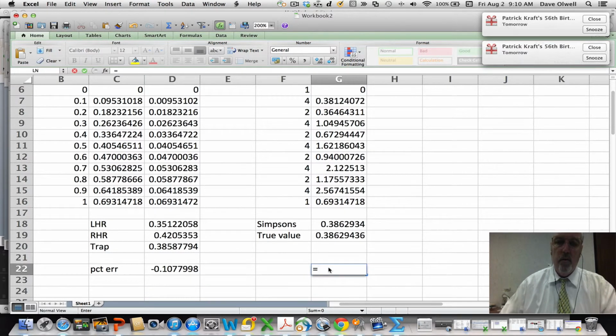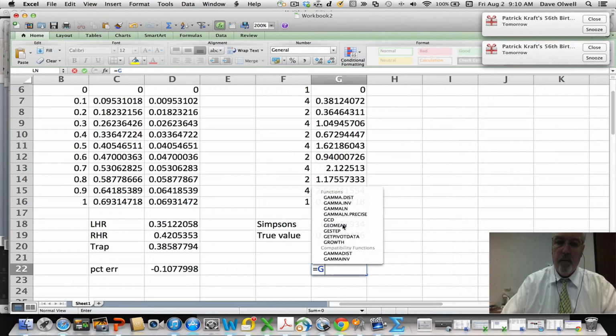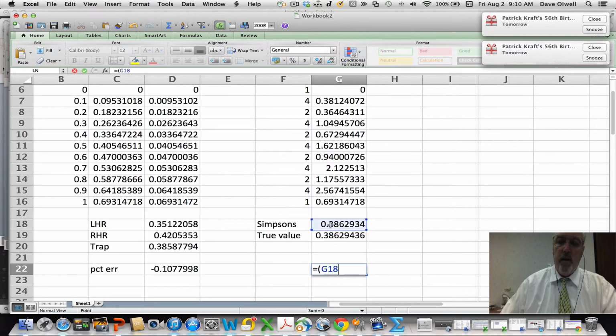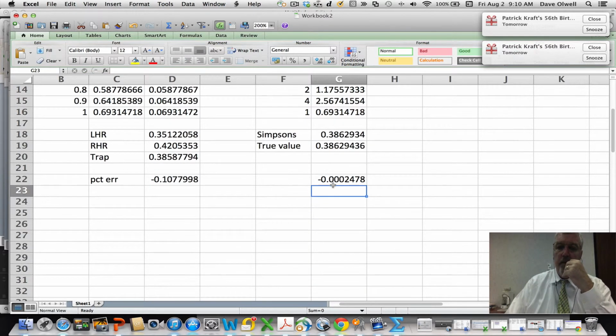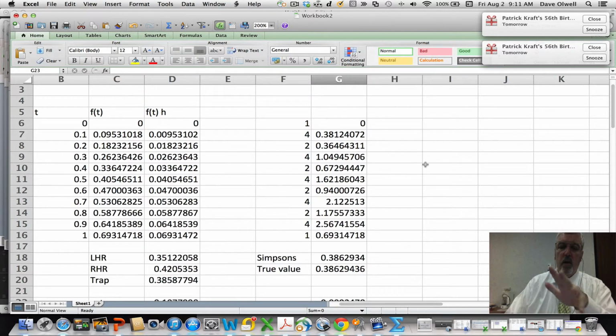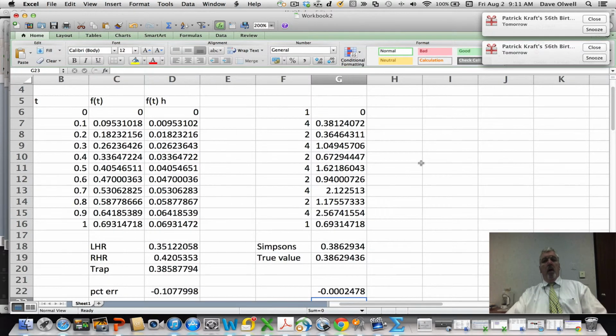And the percent error for Simpson's is just going to be very, very small. That's going to be equal to Simpson's value minus the true value, divided by the true value, times 100. Remember, this is in percents, and so it's a tenth, a hundredth, a thousandth, 2/10,000ths of a percent. That's the size of the error between the true value and the Simpson's approximation. So that's a very good approximation.